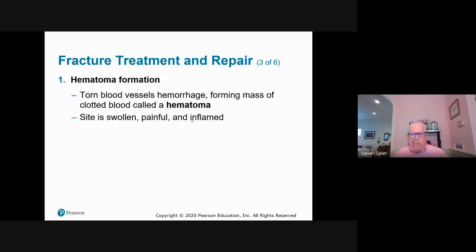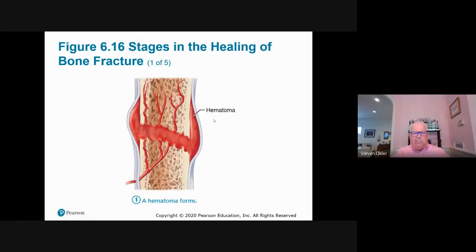So the first thing that happens when you break a bone is that you tear blood vessels. And these blood vessels bleed. And they form a clotted mass called a hematoma. Obviously, it's swollen. Obviously, it's painful. And obviously, it's inflamed. Here it is. Hematoma formation. There it is, right there.